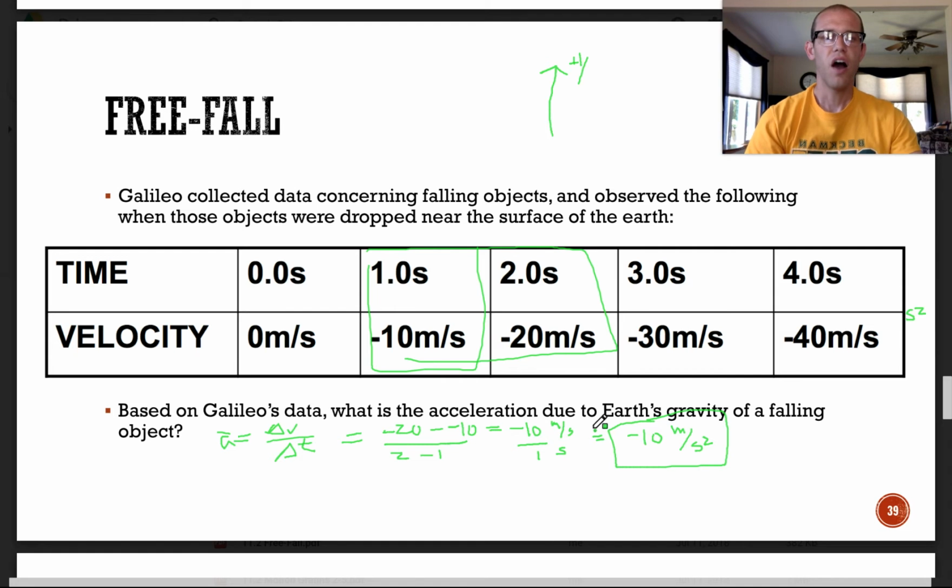And really, our calculations don't say this. We're using these numbers here, but this is an approximation. The acceleration due to gravity is not quite -10. It's a little under that, typically referred to as -9.81 meters per second squared.